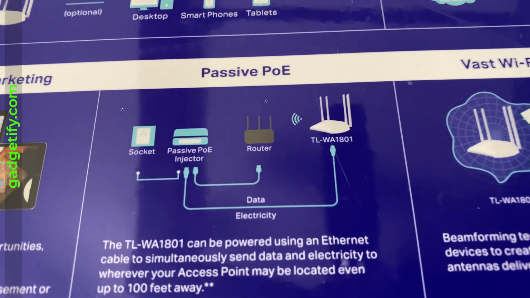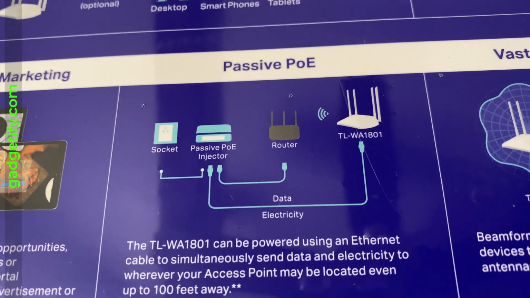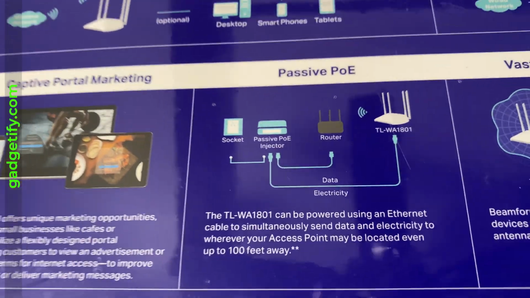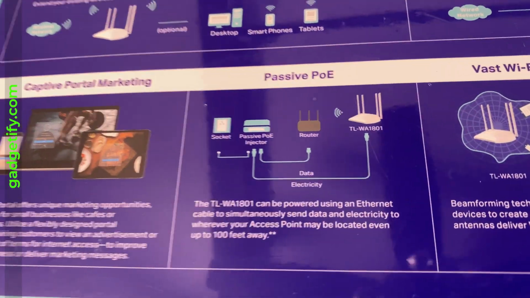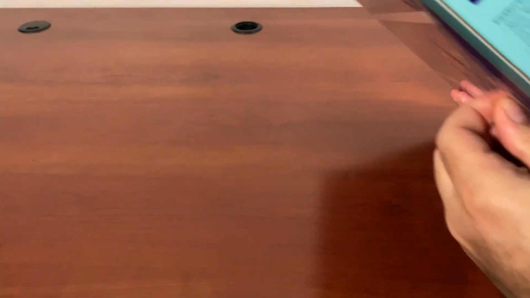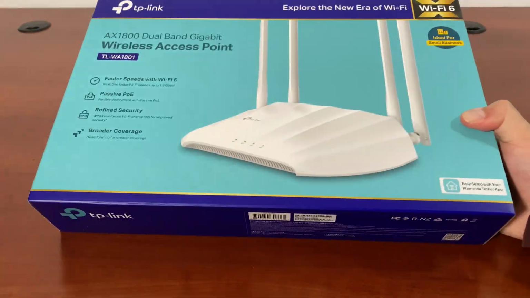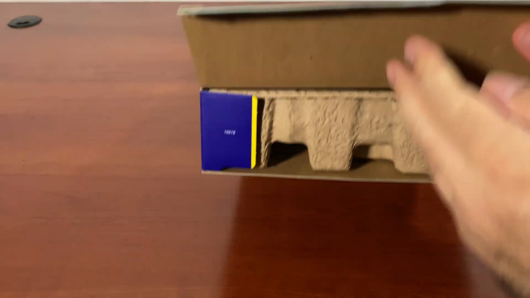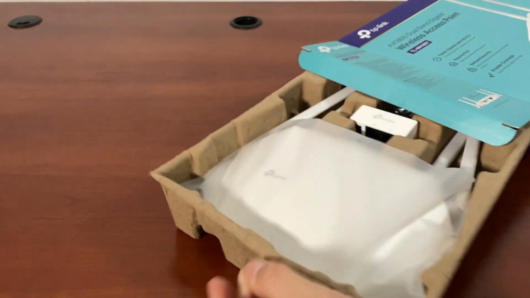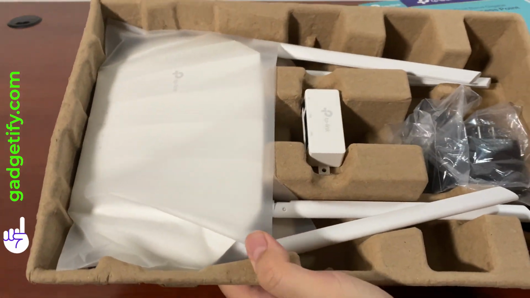What I like about this is that you can power it with an Ethernet cable. So you have to make sure you have the right one to power it over Ethernet. Let's see what's inside. I've not opened this before, this is the first time. It should be straightforward, really. This is everything that's included.